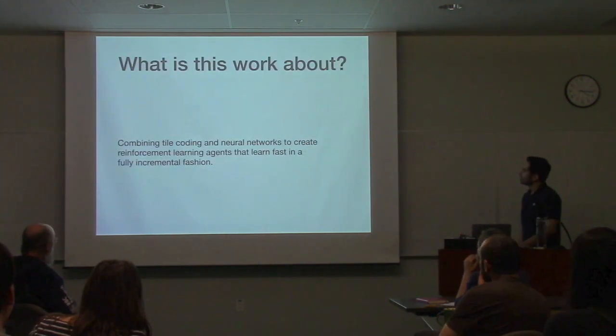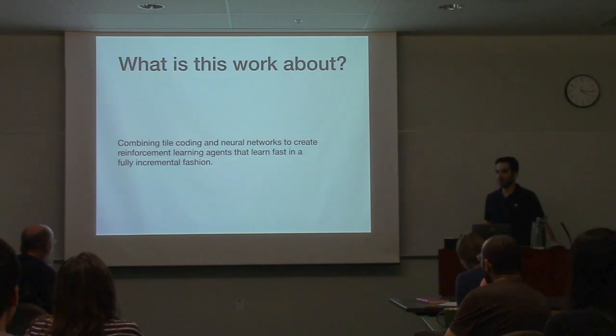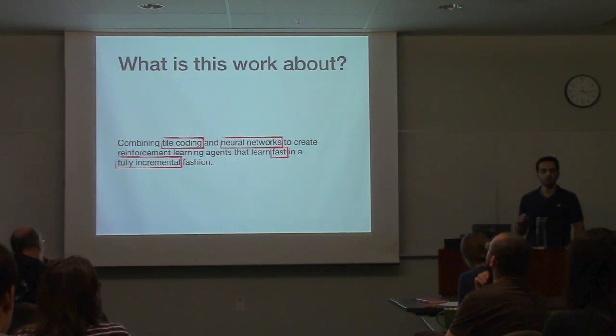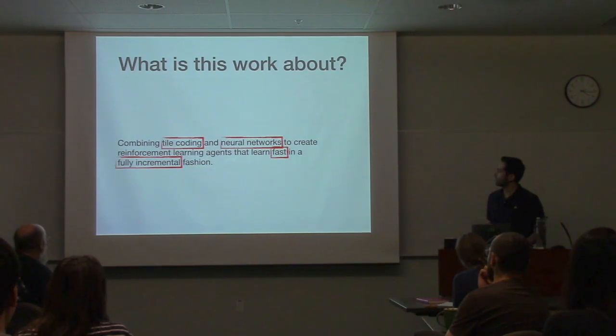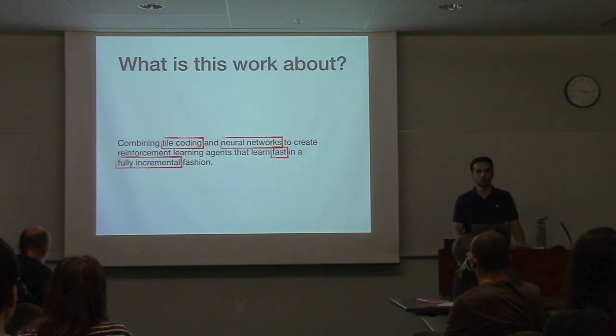So what is the work about? It's about combining tile coding and neural networks to create reinforcement learning agents that learn fast in a fully incremental fashion. There are 4 important bits to this work. The first one is that I'm going to use tile coding. Tile coding is a specific kind of coarse coding that I'm going to focus on for the rest of the talk. I'm going to combine it with neural networks, and my goal is to create learning agents that are fast and can learn fully incrementally.